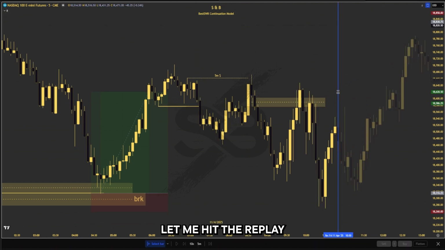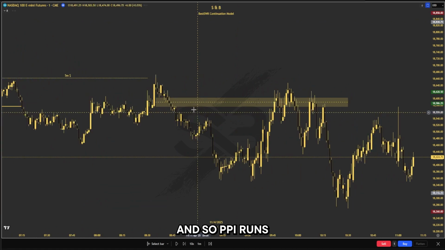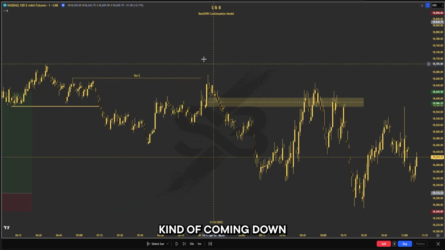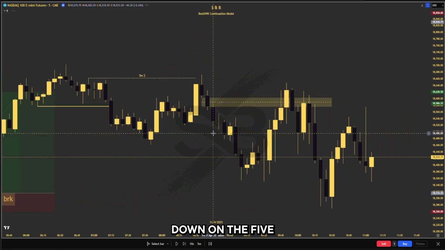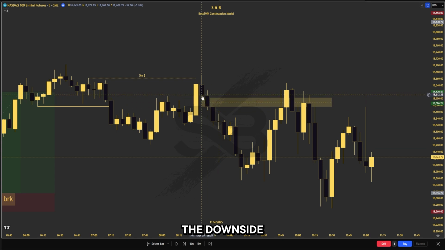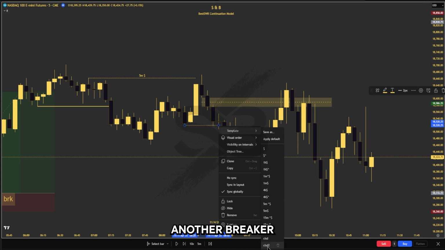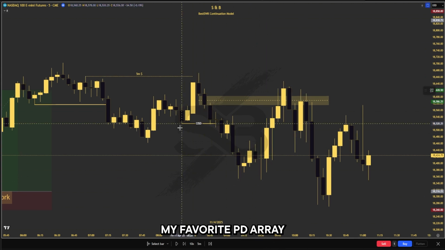Let me hit the replay real quick. And so PPI runs that high and then it starts kind of coming down. As it comes down on the 5-minute, again, we create a CISD showing me that we have strength to the downside, showing displacement. Along with that, we have a change in state of delivery here. So again, another breaker block. Again, my favorite PD array.